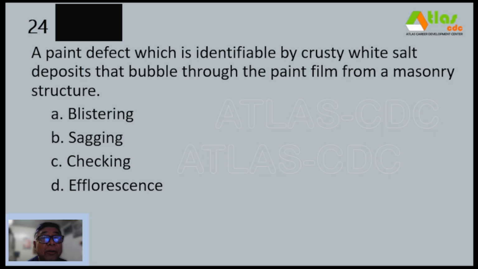24. A paint defect which is identifiable by crusty white salt deposits that bubble through the paint film from a masonry structure. A, blistering. B, sagging. C, checking. And D, efflorescence.